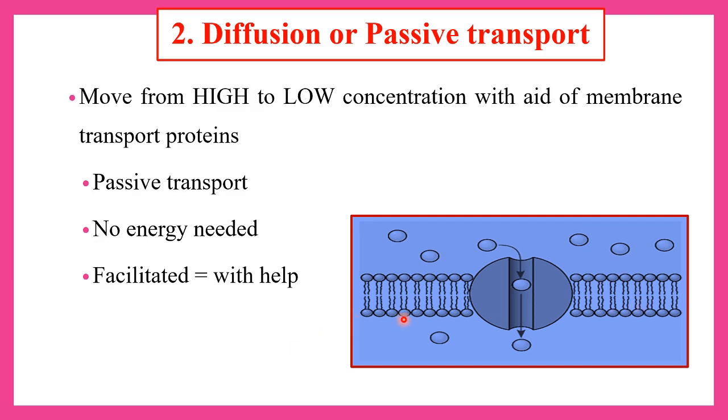This is also called facilitated diffusion because here the molecules need the help of a receptor, which is a protein molecule. The substances which are not soluble in lipids, like glucose and amino acids, can pass through the plasma membrane with the diffusion or passive transport method.